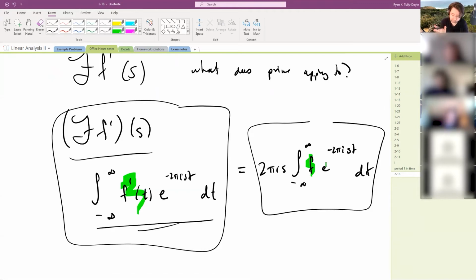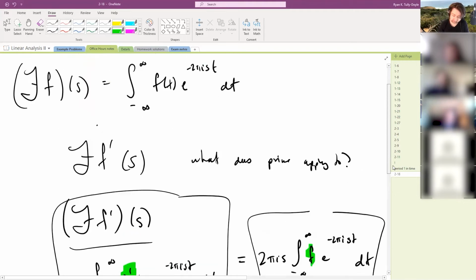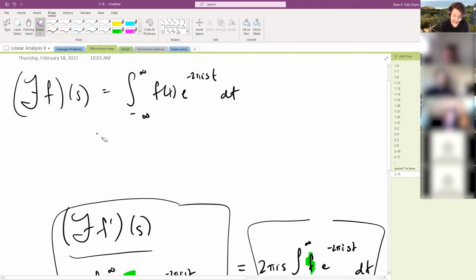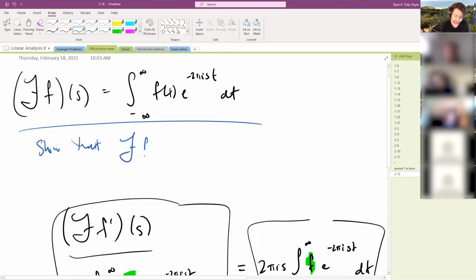How did you yank out the 2 pi i from the FFT? Because the actual statement of the problem, I think, makes this easier. The problem says this. If I can get my pen working. Show that the Fourier transform of f prime of s is equal to 2 pi i s times the Fourier transform of f. It says show it.